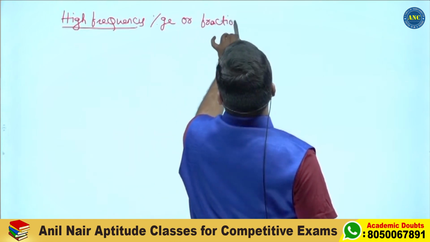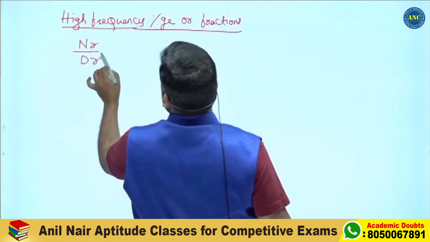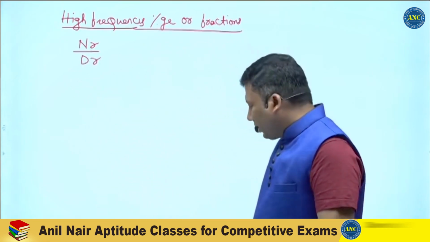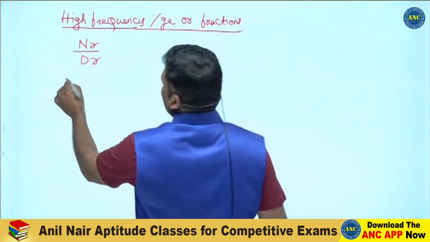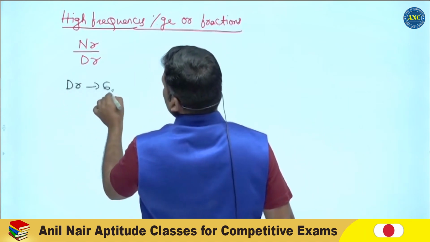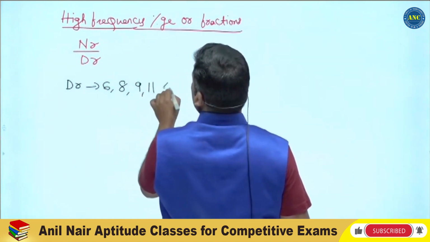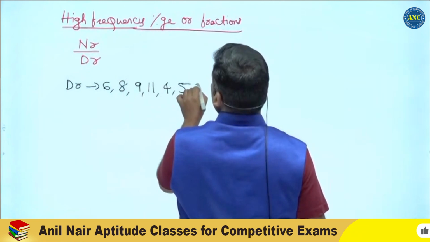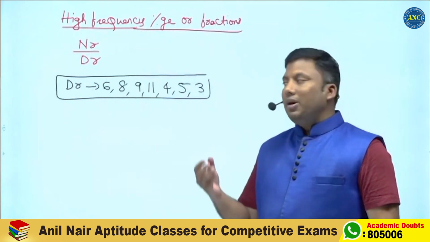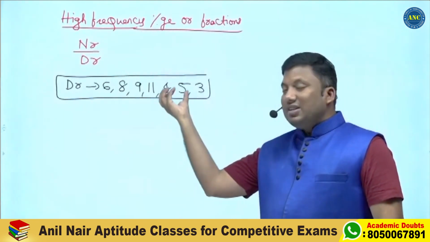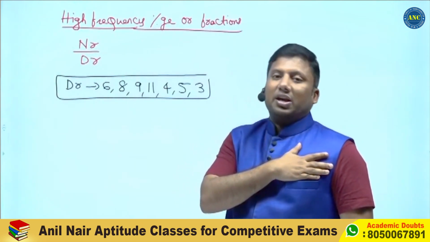This is something which you are getting very highly repeated. A fraction will be of the form numerator by denominator. Denominator 6, 8, 9, 11, 4, 5, 3. These are highly repeated fractions when the denominator is 3, 4, 5, 6, 8, 9, 11. These are very, very important, sir.